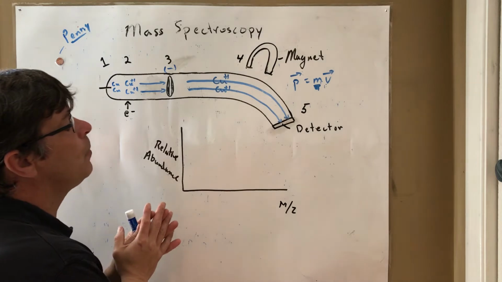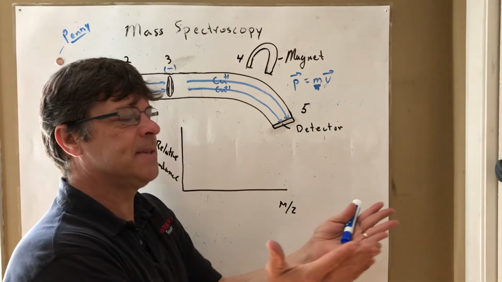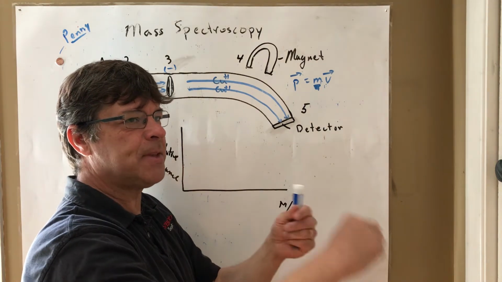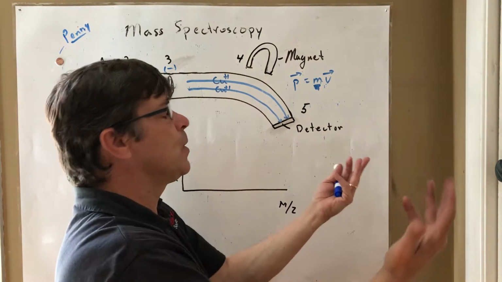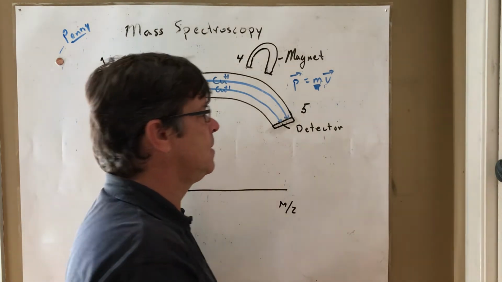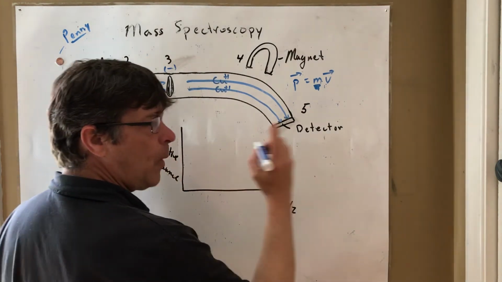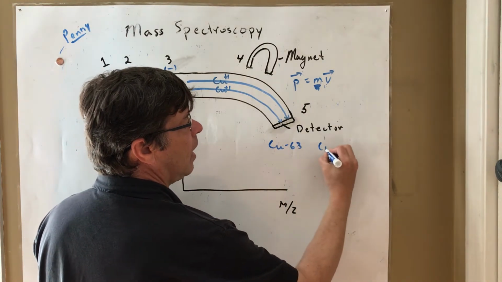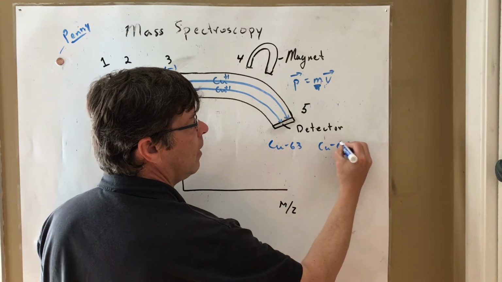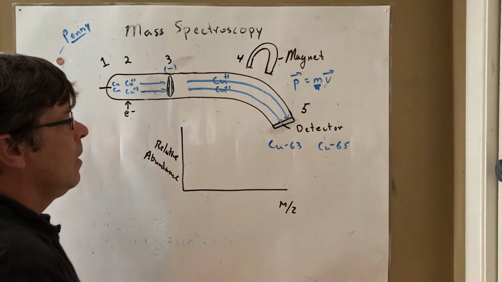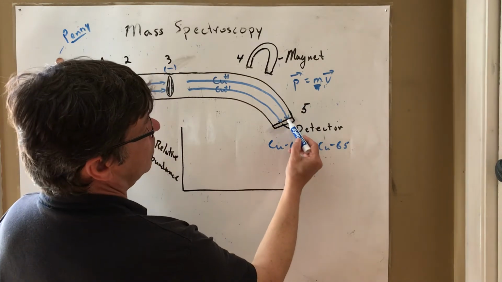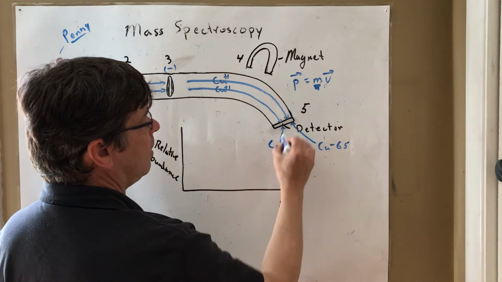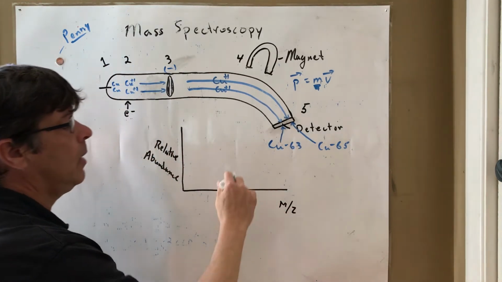All right, so this implies that there's different types of copper atoms that have different masses. Of course, those are isotopes, and the 2 isotopes of copper are copper 63 and copper 65. The 65, of course, would be this one. So the 65 would hit the detector here. The 63 would get deflected more. It would hit the detector here.